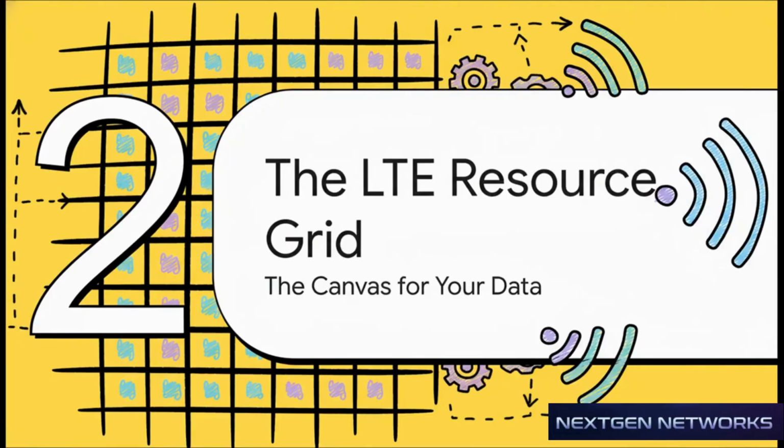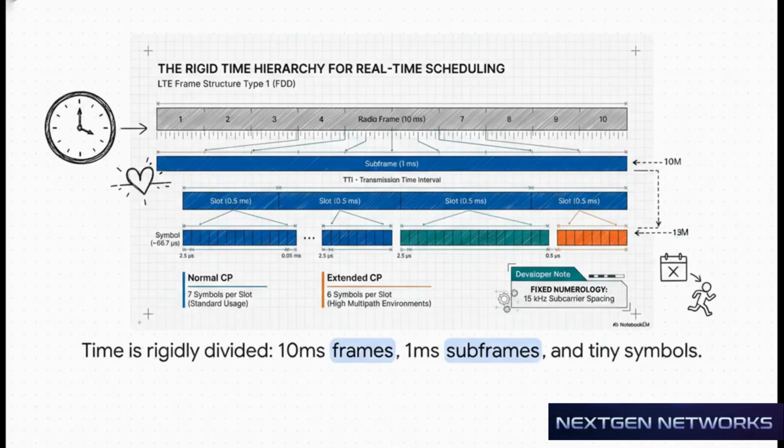Okay, so before our mailroom can send anything, it needs a place to organize all the letters, right? It needs shelves and cubbies. And that brings us to the LTE resource grid. You can think of this as the grand canvas where all our data gets painted. The first dimension of our canvas is time. And in the world of LTE, time is, well, it's incredibly strict.